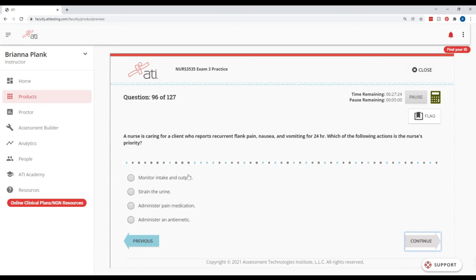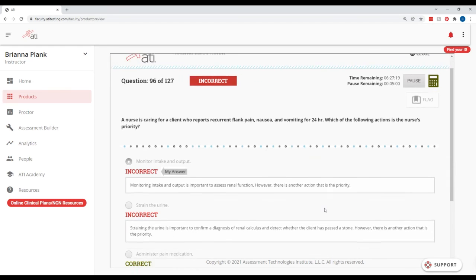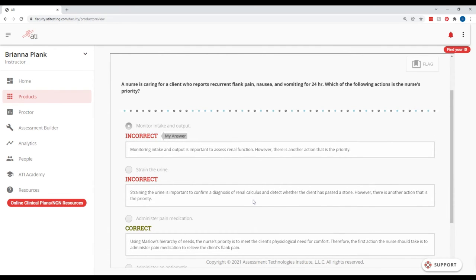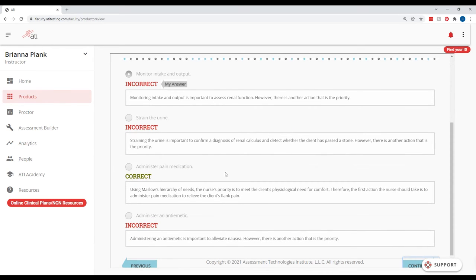Let's see. Really? Okay. I kind of have to disagree with this one. Oh, you guys picked C? Okay, good for you. I would have missed that. In my mind, I have a patient that had nausea and vomiting for 24 hours. I'm more concerned about their intake and output, but maybe by monitor intake and output, they mean continuously. So pain medication, good job.